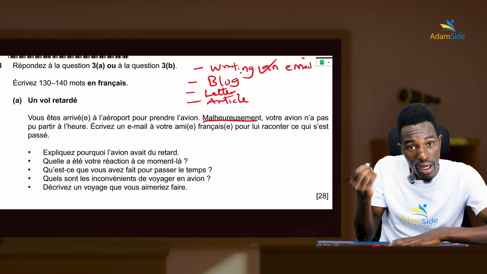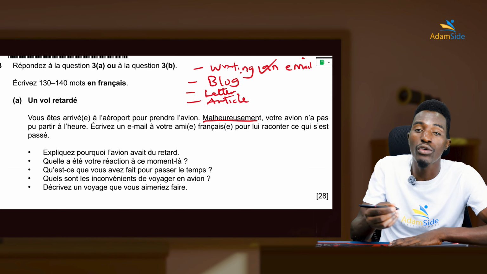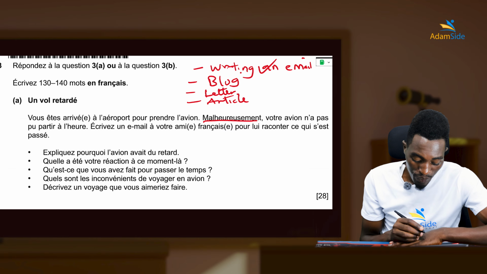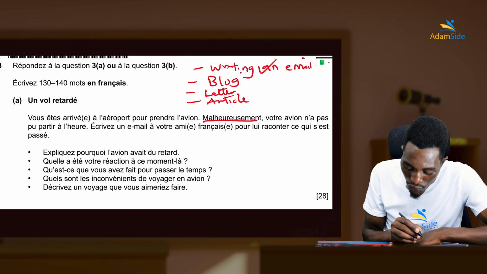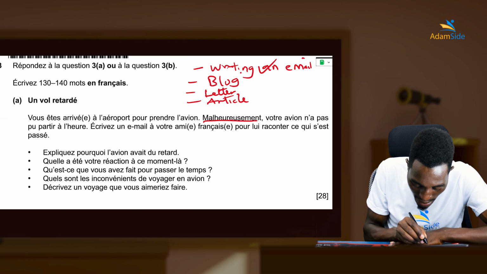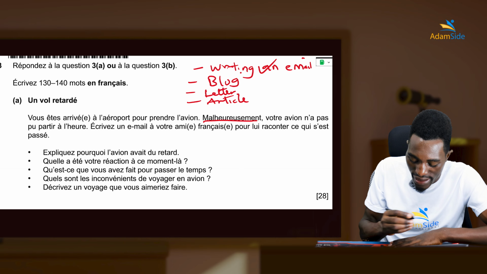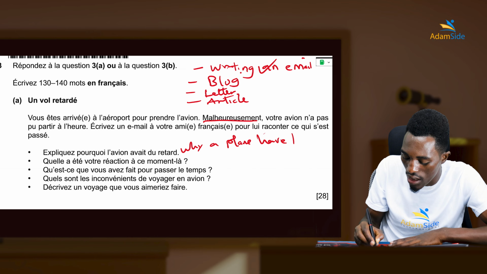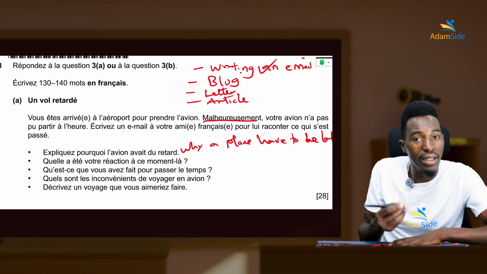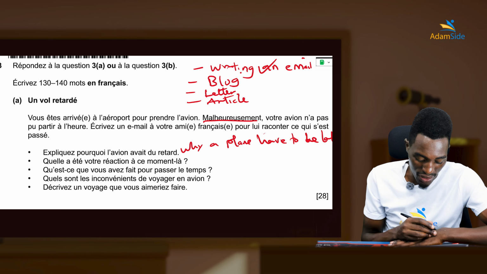So the email that we are going to write should answer the following questions, or we have to include the following parts. The first one: expliquez pourquoi l'avion avait du retard. Explain why the plane was late. Why the plane will not fly at the time planned. You have to explain the reason.